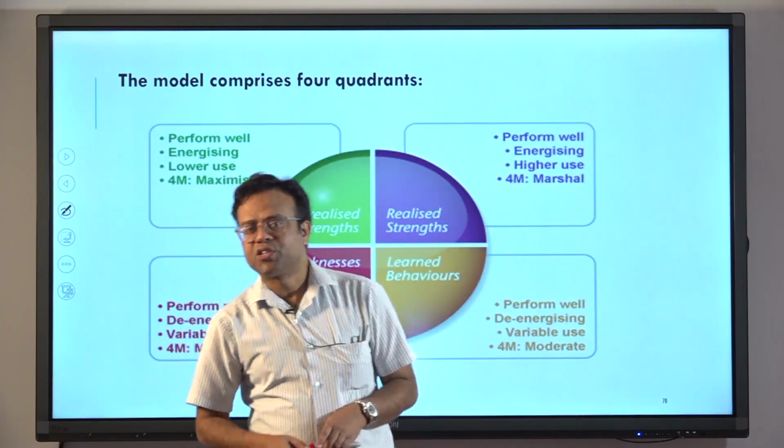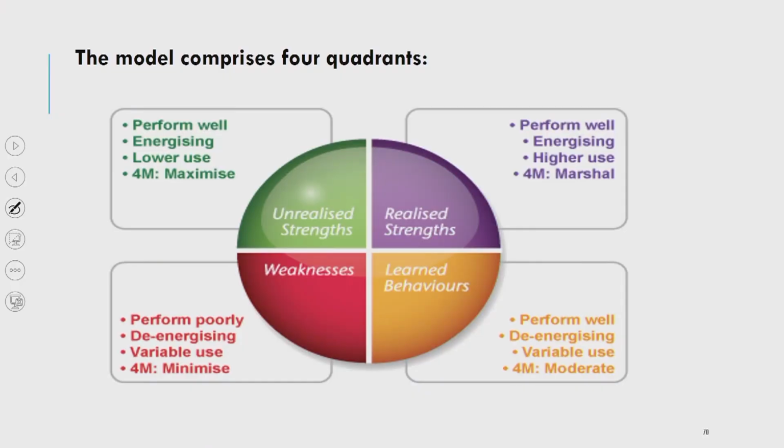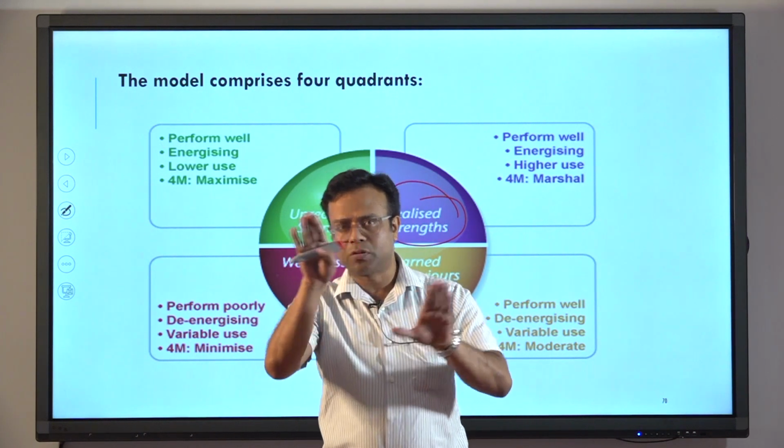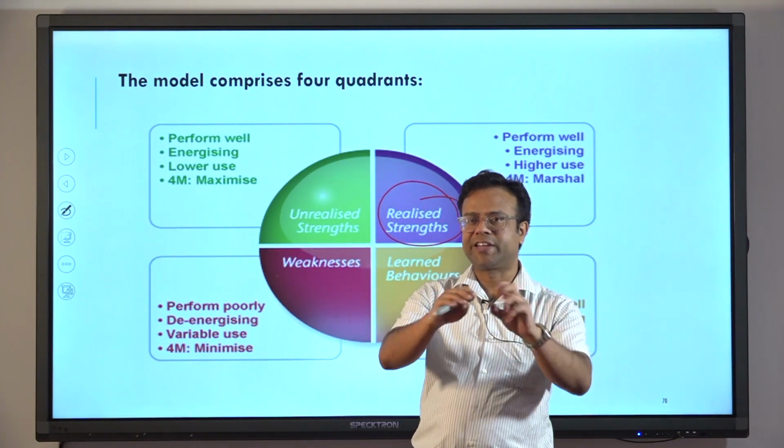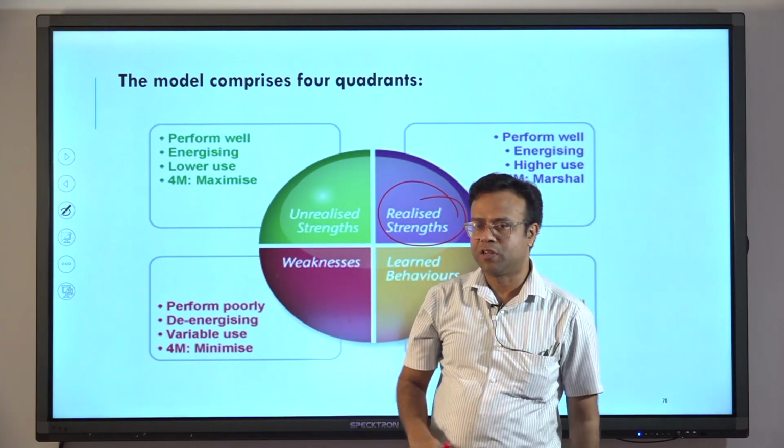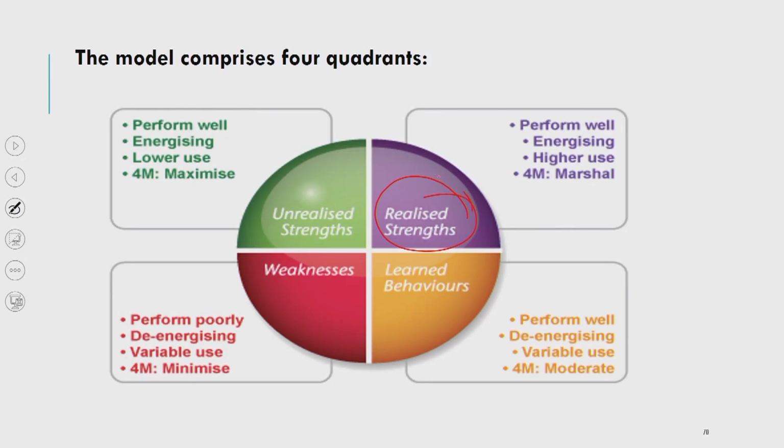This model comprises 4 quadrants. The first one is realized strengths. We can categorize strength aspects into 4 categories, or here they are saying 4 quadrants. One is realized strengths. These are strengths which we have realized, and we'll talk about each of them a little more elaborately. Realized strengths have certain characteristics: perform well, energizing, higher use.